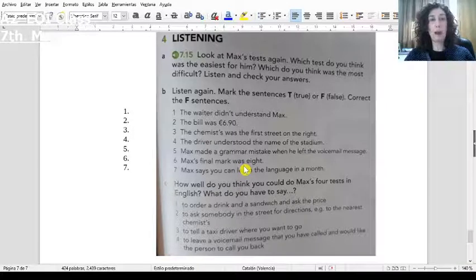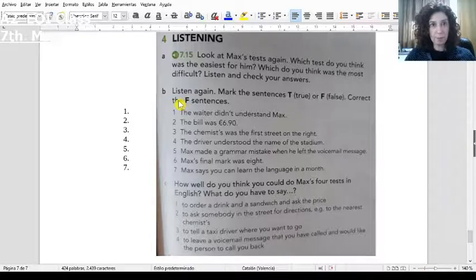And on page 102, you have for listening. And it says, look at Max's test again. Which test do you think was the easiest for him? ¿Quién será más fácil? Go to the bar and ask for a sandwich and something to drink. Ask for directions and follow them. Pedir direcciones y seguirlas. Or get a taxi. Coger un taxi. Or leave a message on a voicemail. O dejar un mensaje en el buzón de voz. What do you think? And which was, in your opinion, the most difficult?